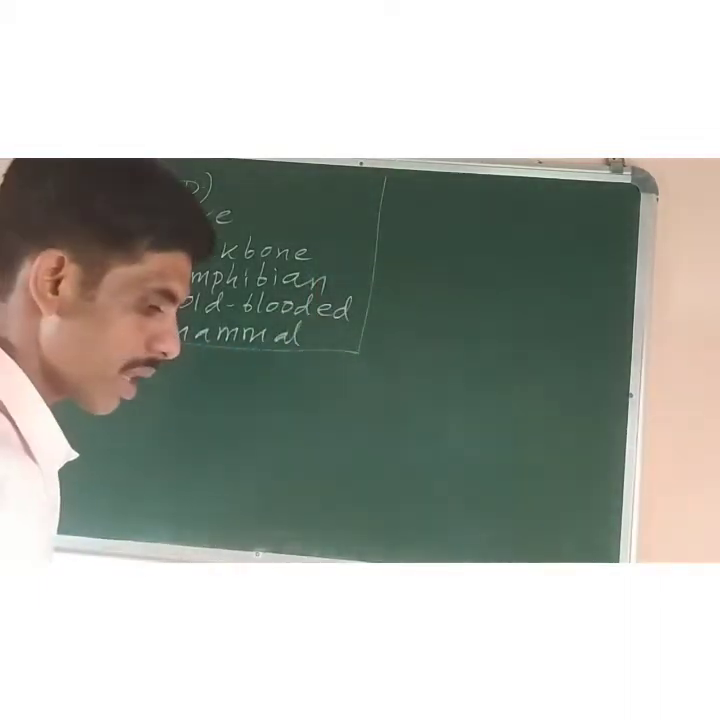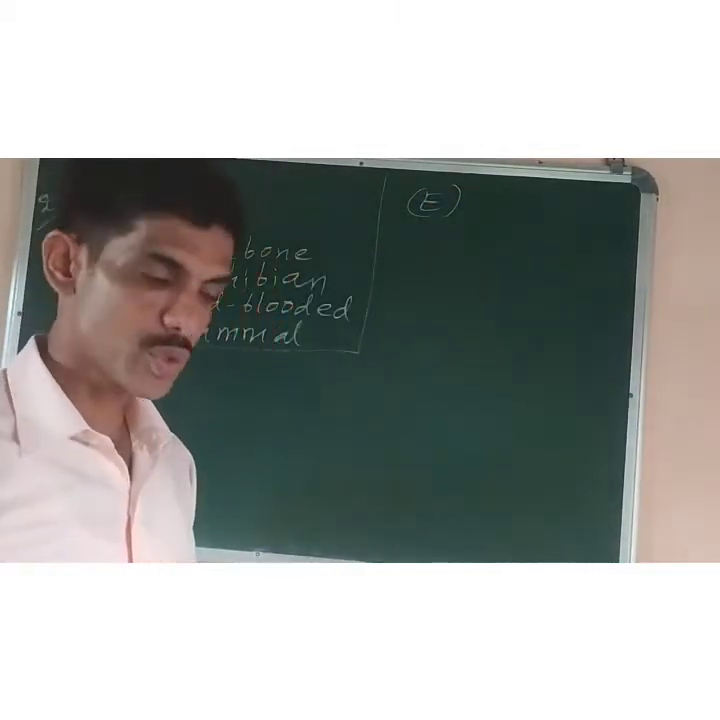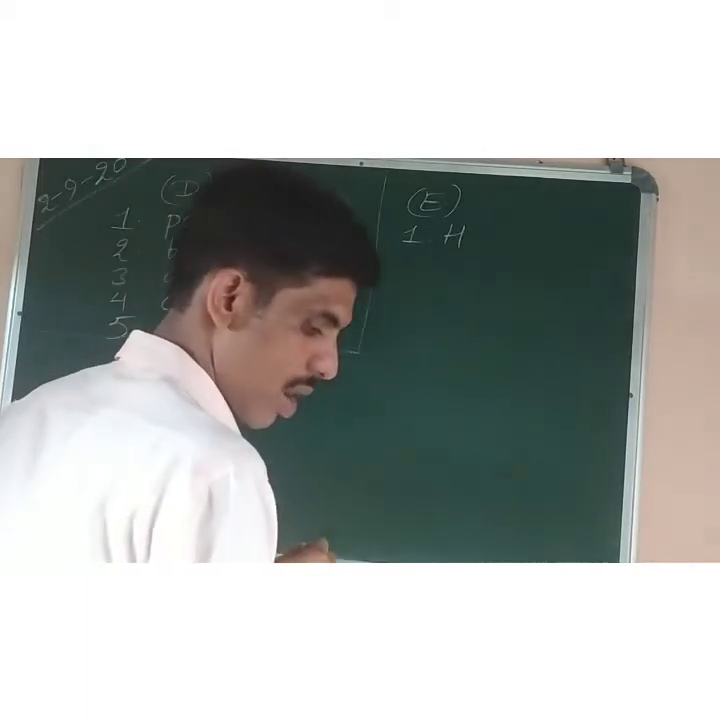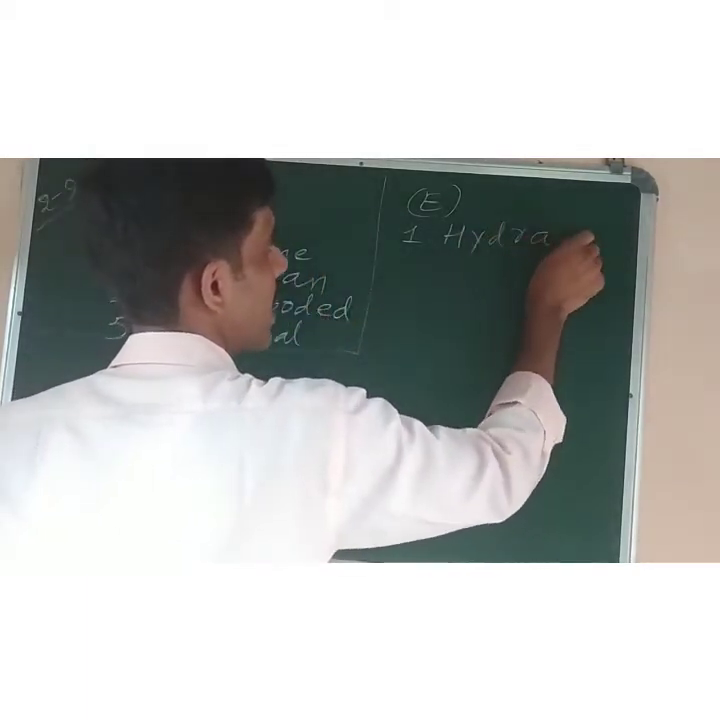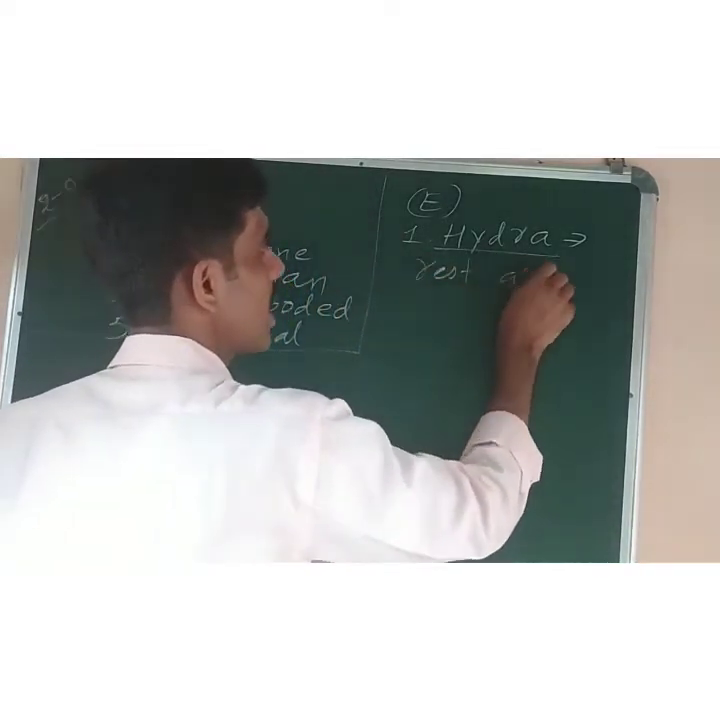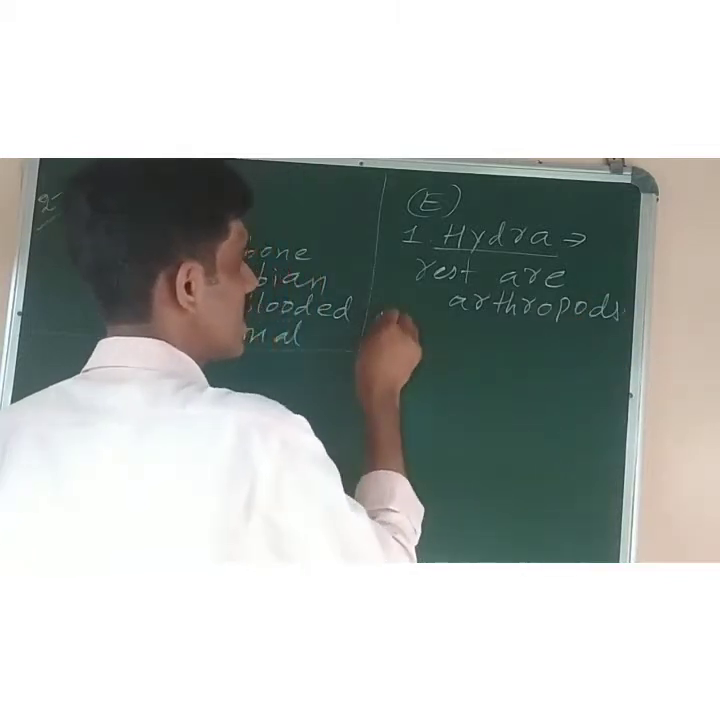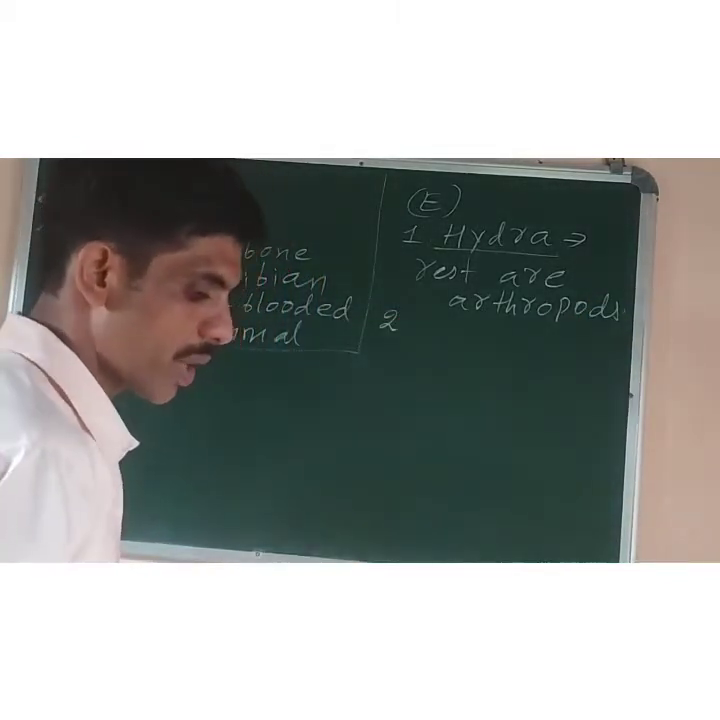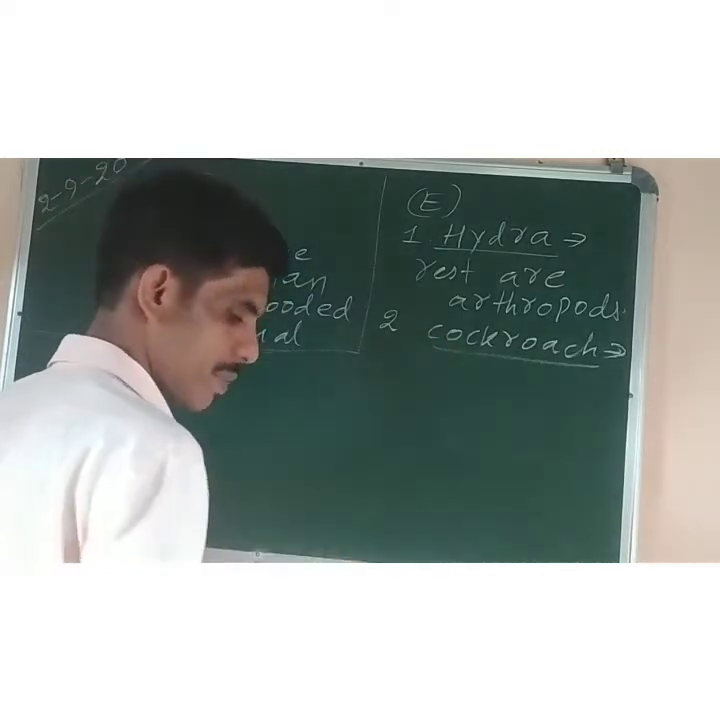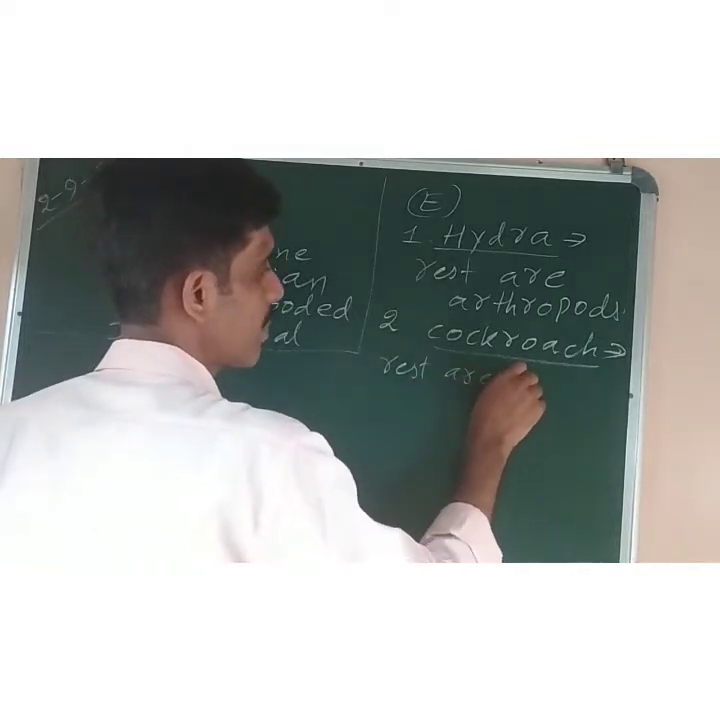Then next question we have, number E. That is, choose the correct word and give reasons. First one is cockroach, butterfly, Hydra, Scorpio. So number one answer is, the odd one is Hydra. And I will write the reason also here. Why it is so? Because rest are arthropods. This animal which belongs to arthropods. Number two, the odd one is cockroach. And what is the reason behind it? Rest are vertebrates. Cockroach is invertebrate.